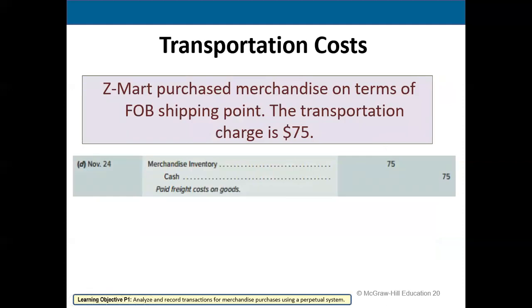So here's an example. Zmart purchases merchandise on terms FOB shipping point. That means since they're the purchaser, it becomes theirs at the site or at the point it's shipped from. And then they're going to record that as part of their merchandise inventory cost. So to do that, they'll debit merchandise inventory and credit cash.